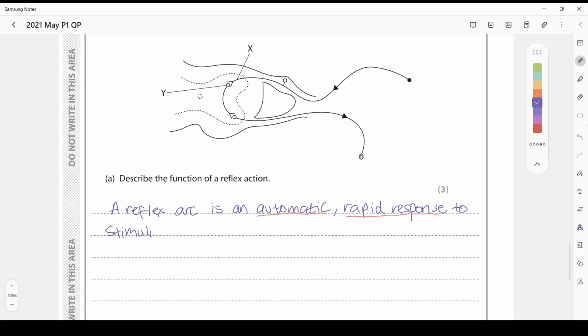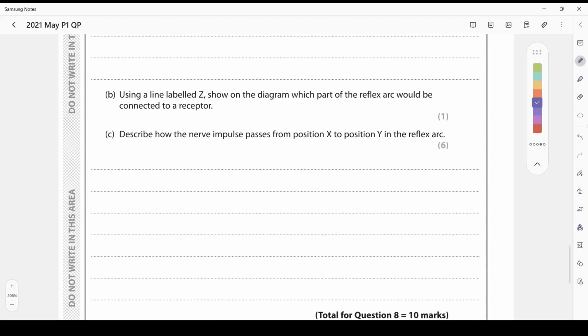And then what is it used for? What is the reflex action used for? This occurs to protect the body from harm. And that would be the 3rd mark is protect. Now, if you want to add a 4th mark, you can also give an example. Oh, actually, it says from harmful effects. So protect from harm. That would actually be 4th mark, sorry. All right, let's move on to part B.